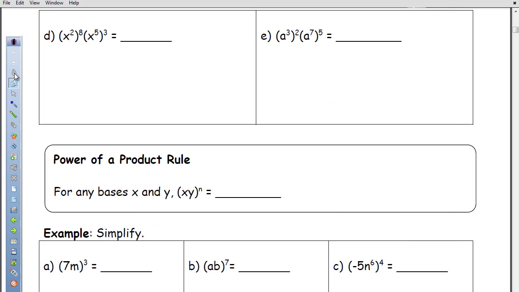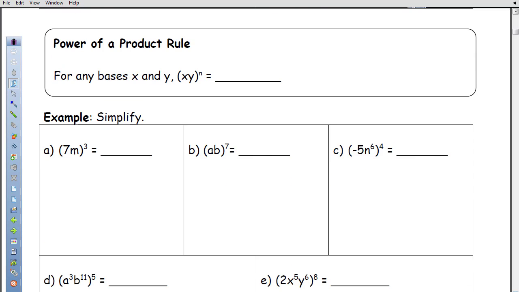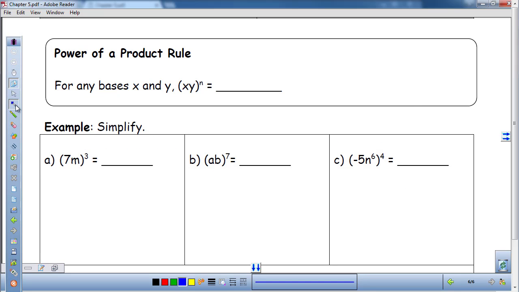All right, our next rule is the power of a product rule. And this is the one I was mentioning just a little while ago. It says for any bases x and y, if we have the product of x and y raised to the nth power, then this is going to be x to the n, y to the n. Okay, this is when I can distribute that exponent to the things inside of parentheses. Notice here that we're multiplying x and y, not adding.